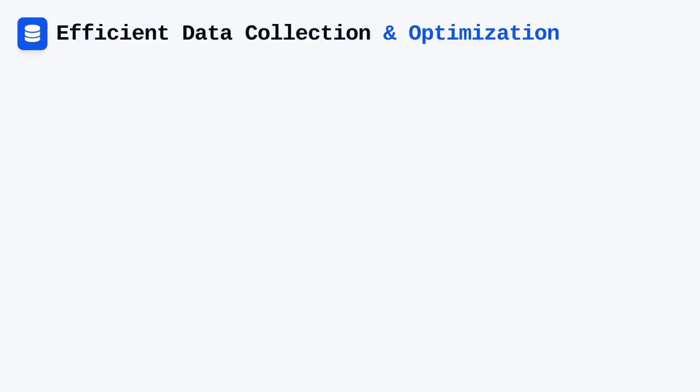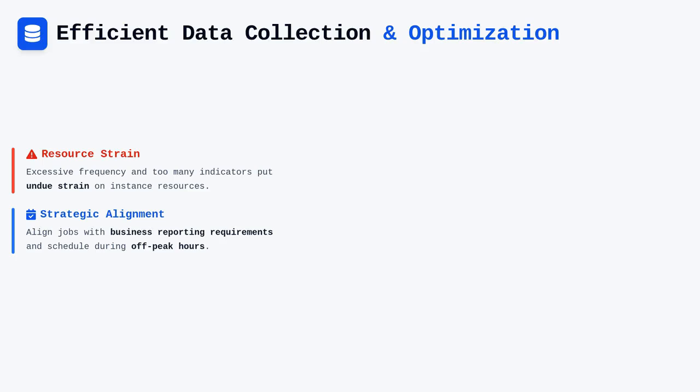Efficient data collection requires a disciplined approach to scheduling and job optimization. We often find that collecting data too frequently across too many indicators puts undue strain on the instance resources. I recommend aligning your collection jobs with the business requirements for reporting, ensuring they run during off-peak hours whenever possible. You can further optimize this by utilizing filter conditions within the data collector job to process only the records that have changed since the last run.